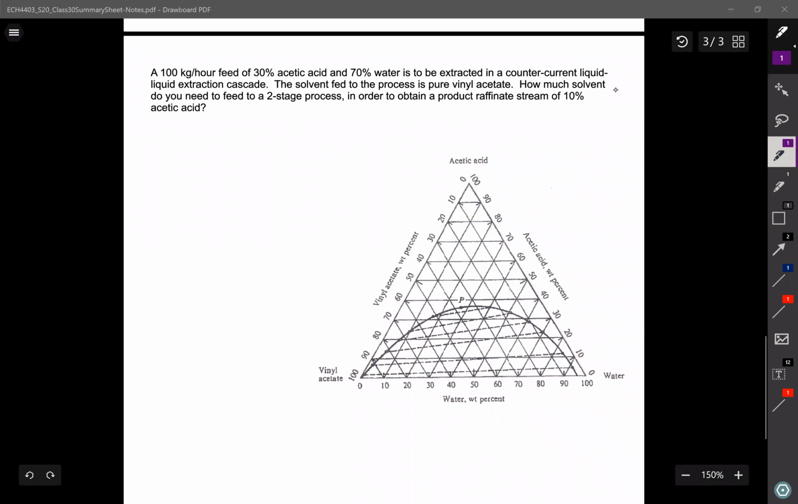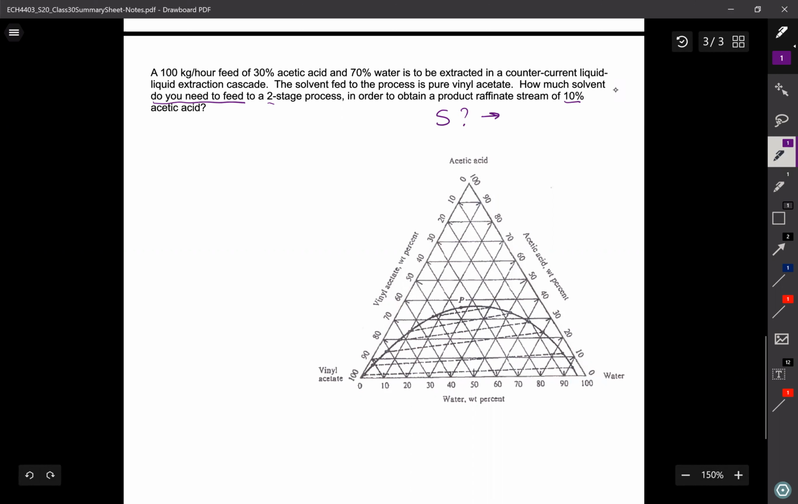All right, the last type of problem, again, very similar problem statement, very subtly changed. Same feed, same solvent composition. This time, we want to find how much solvent we need to feed in order to meet a set of specifications with a certain number of stages.